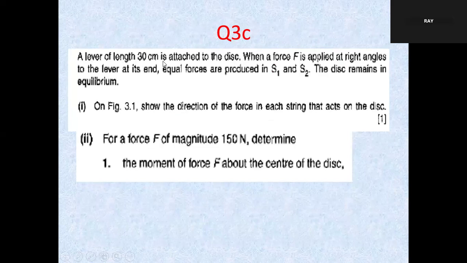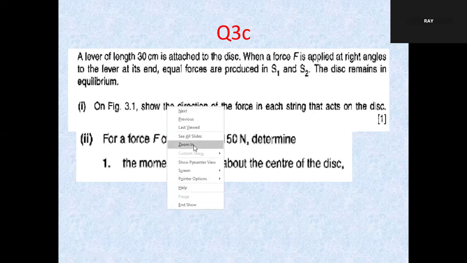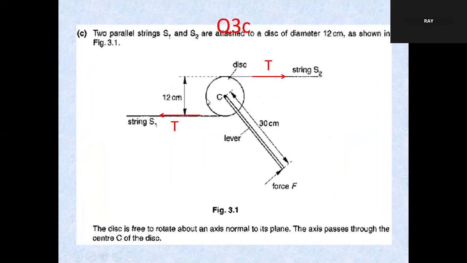A lever of length 30 cm is attached to the disc. When a force F is applied at right angle to the lever at the end, the three forces, equal forces, produce S1 and S2. The disc remains in equilibrium. On the figure show the direction of the force in each string that acts on the disc. Okay, we have done that. There's a force there, 30 cm.